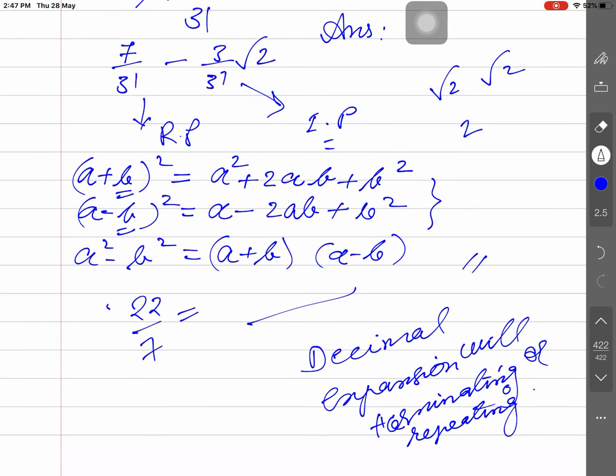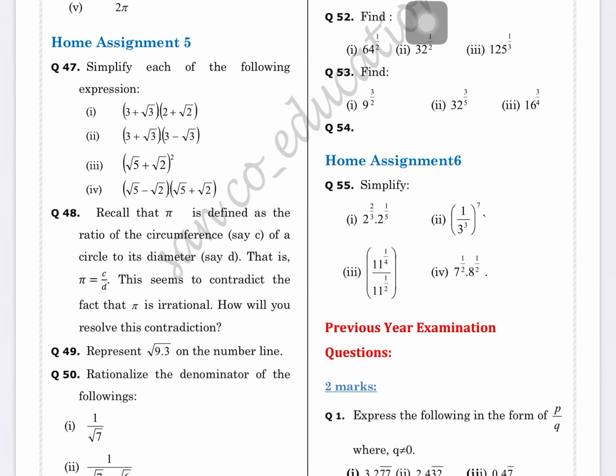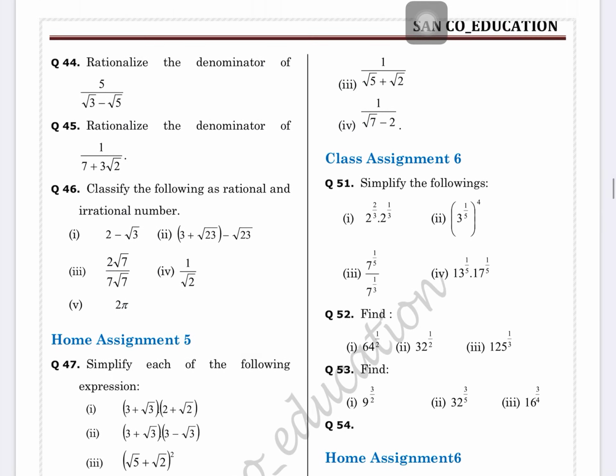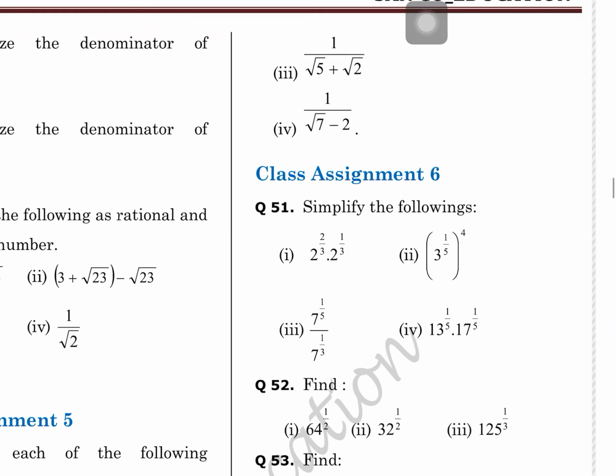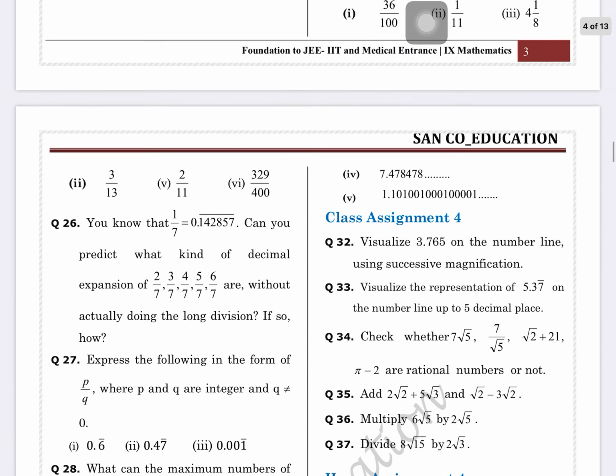Well, has everybody understood? Now see the next question. What is it saying here? Similarly, represent root 9.3 on the number line. This is the second expression. This is the most important question of the chapter. I will deal with this question in the next class. Is that clear? However, you will try your best. Question number 50, I think you can solve it also. And the next question also involves rationalizing. Okay, guys, everybody has to do these questions. Now, has everybody understood?